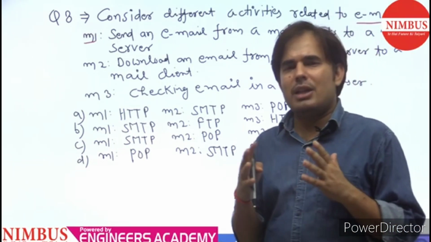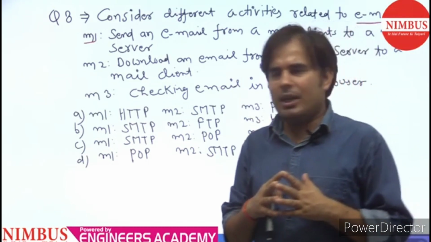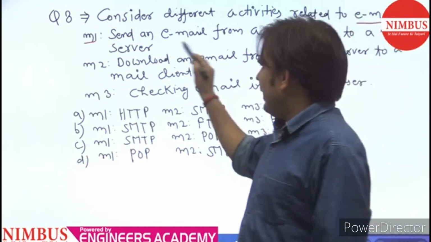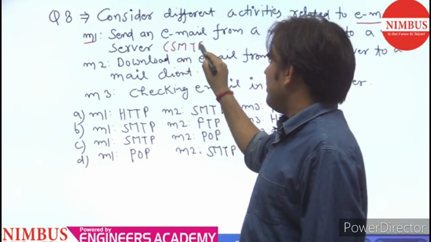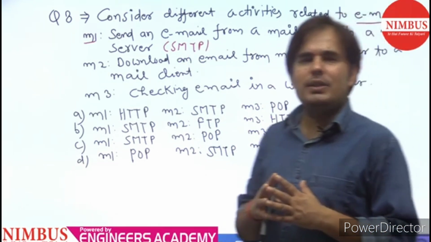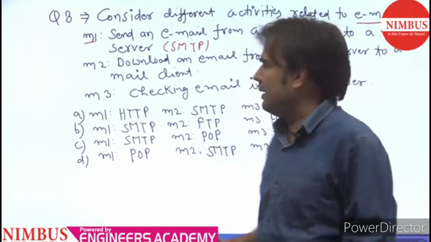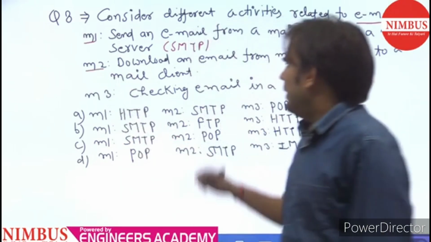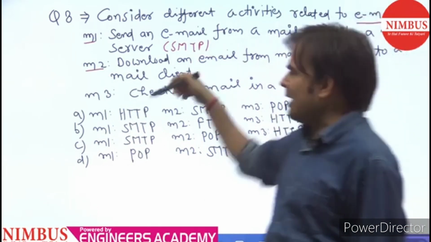SMTP is used to send electronic mails. Simple Mail Transfer Protocol is an application layer protocol, and it is used to send electronic mails. Now M2: download an email from the mailbox server to a mail client.